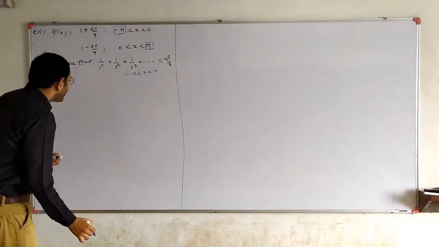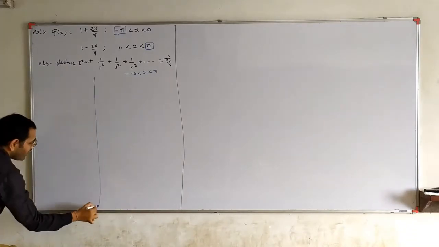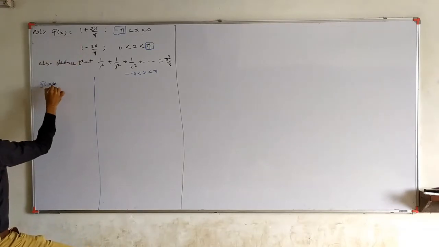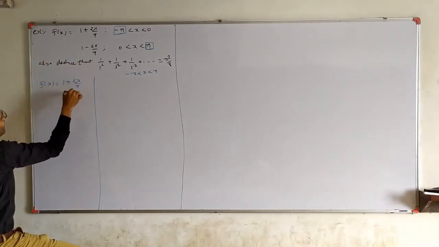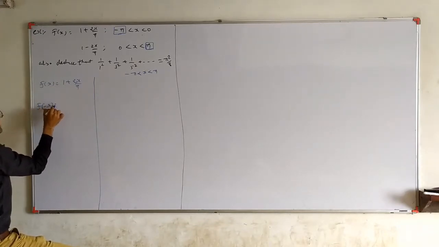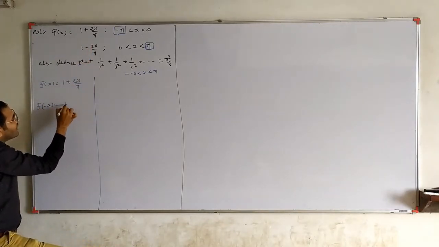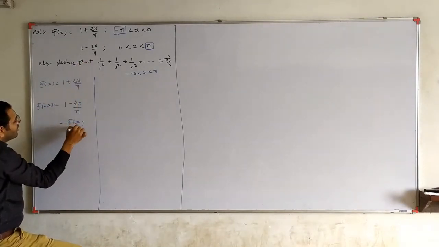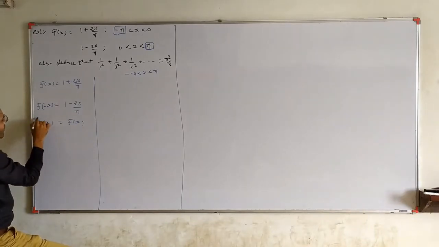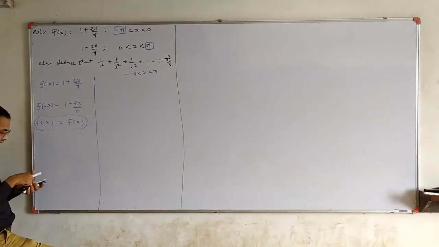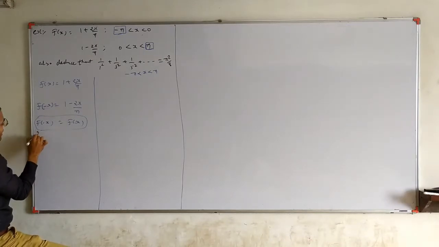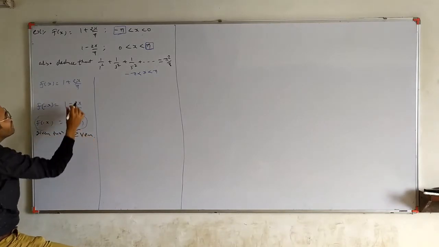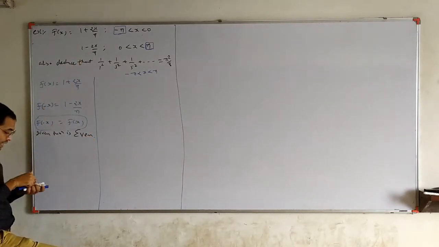Then we have to check whether the given function is even or not. Consider any one function. Suppose f of x equal to 1 plus 2x by pi. Then replace x with minus x. Then we get minus 2x by pi. That is also a function. Here f of minus x equal to f of x. Then we can say that the given function is even.